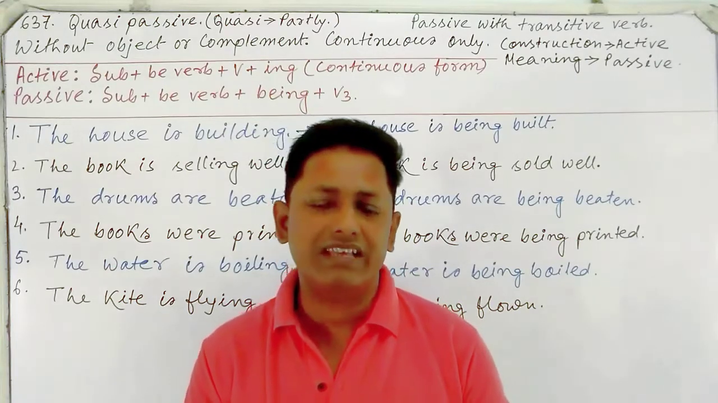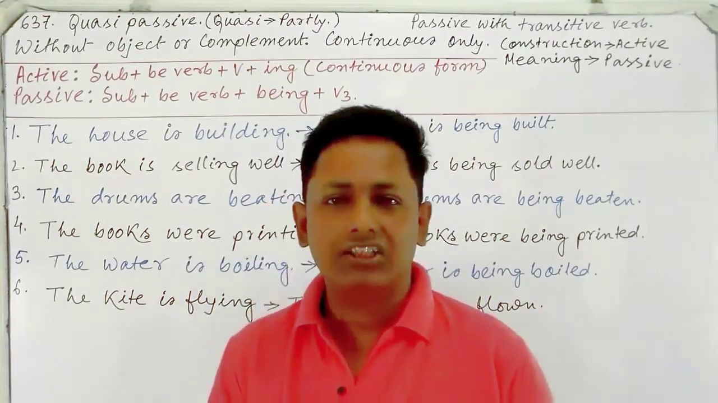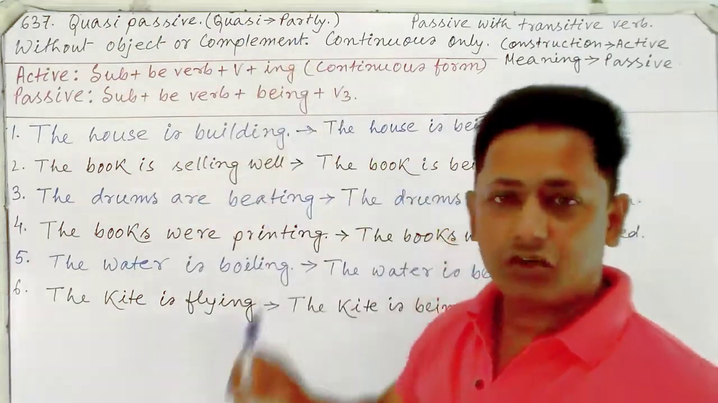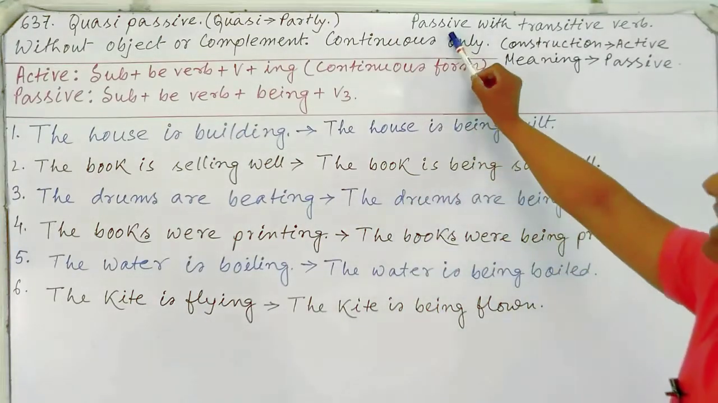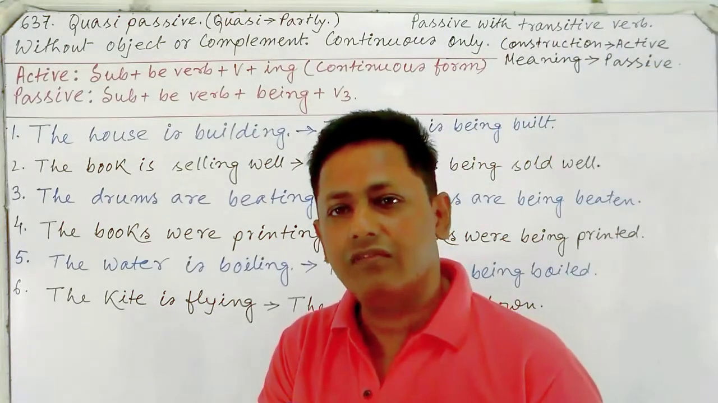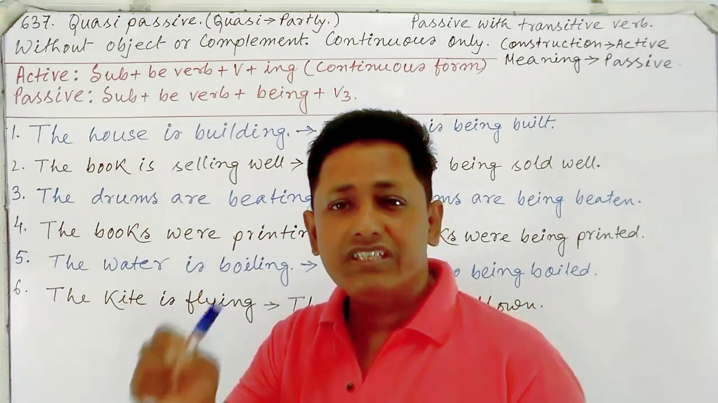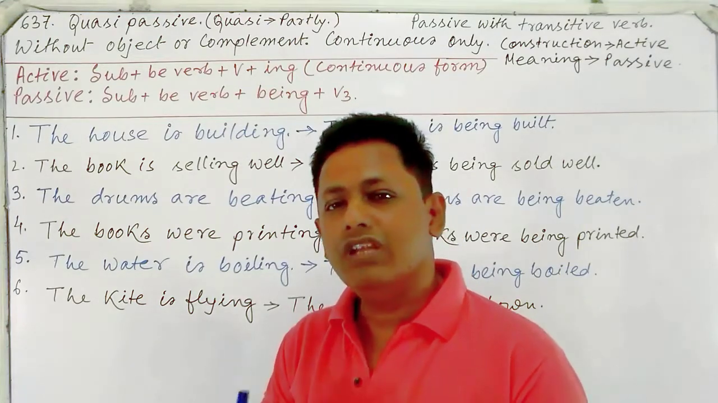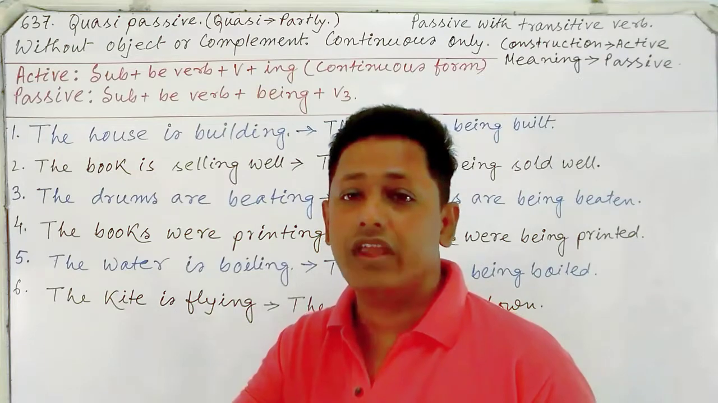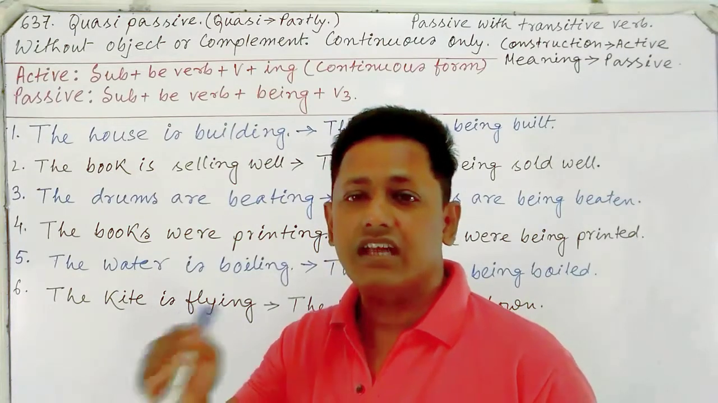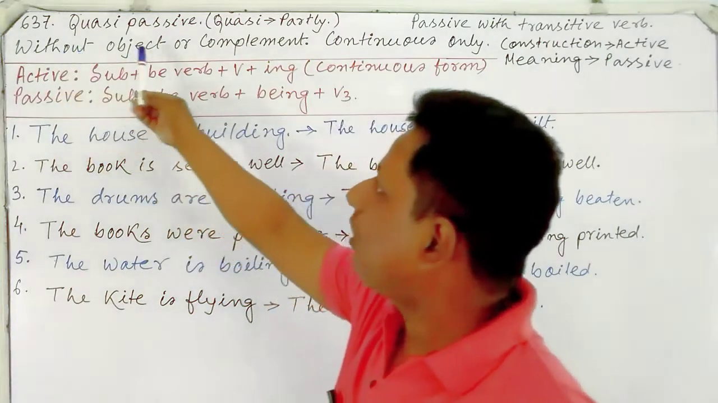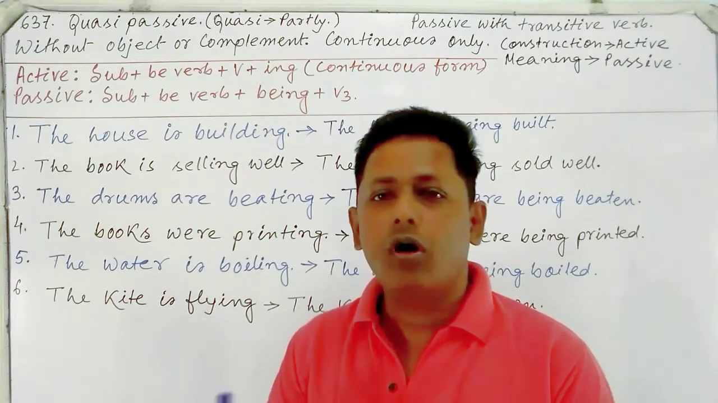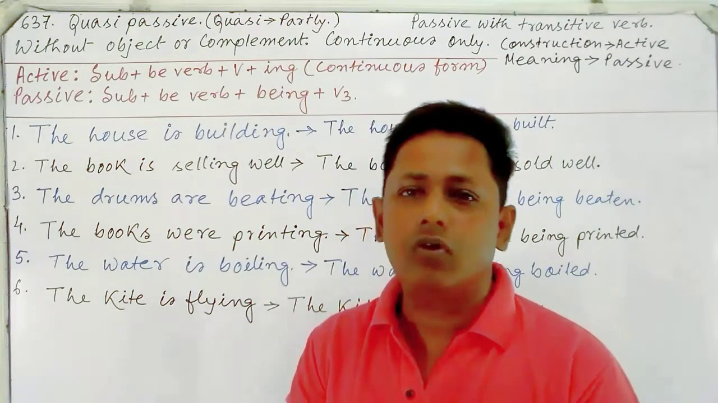Let's see the quasi-passive pattern with transitive verbs. So our topic is quasi-passive. Quasi means partly, not fully. And again, passive with transitive verb. A transitive verb is a kind of verb which needs an object to make its sense clear. But here we will use transitive verbs in an intransitive way, and we will not use any object after these transitive verbs. Here we will not get any object or complement. You know, an object is always either a noun or a pronoun.